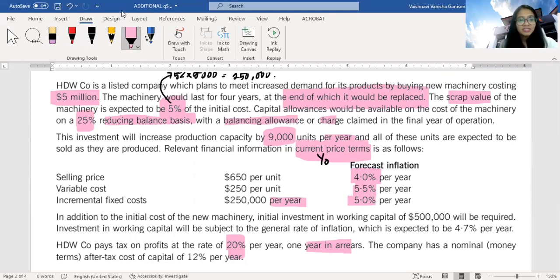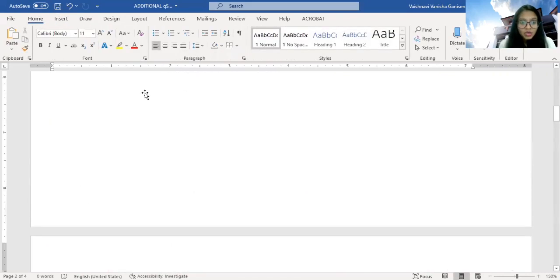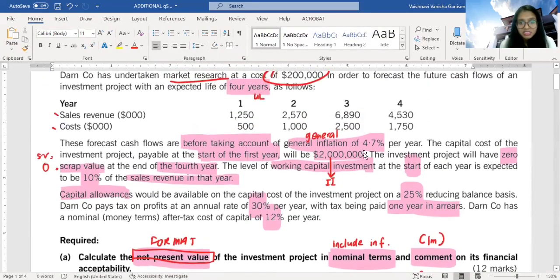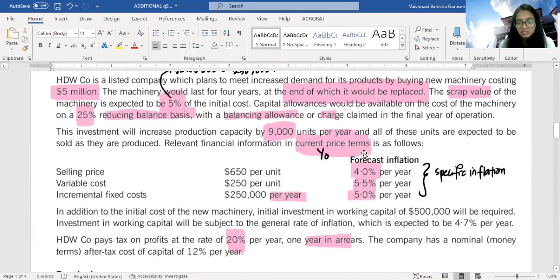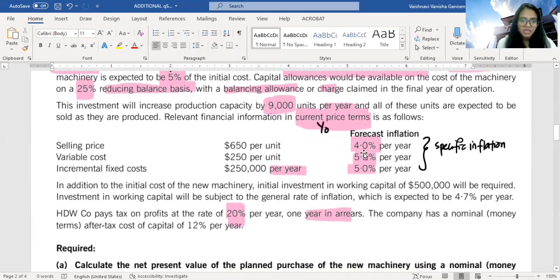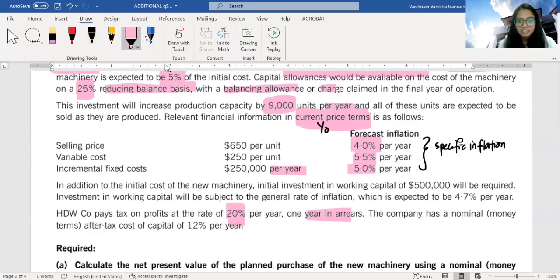So he has given you in this question a specific inflation, compared to what you did previously, which is general inflation. If you look at the question before this, Danco, it was general inflation of 4.7%. Here in this question, it's a specific inflation rate. Now, in addition to the initial cost of the machinery, initial investment in working capital is $500,000. It will be required.